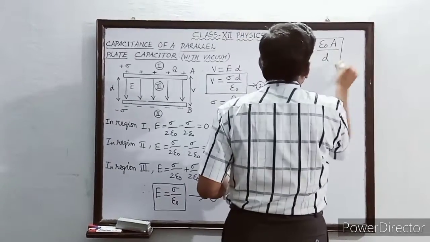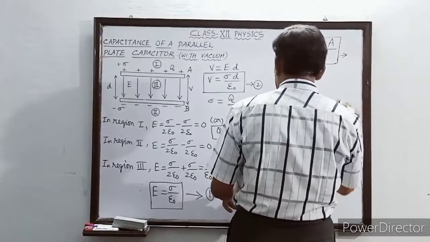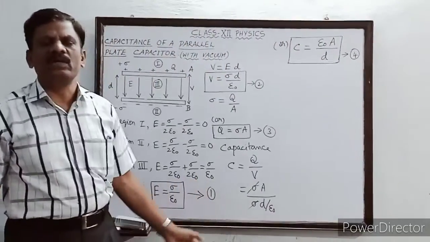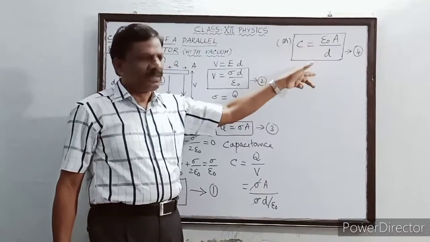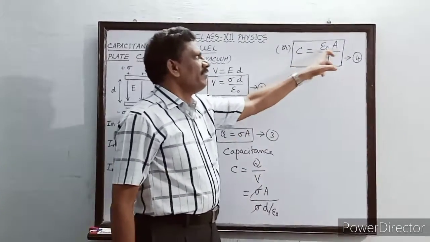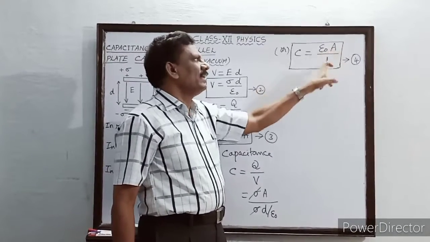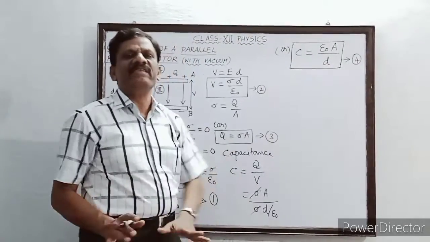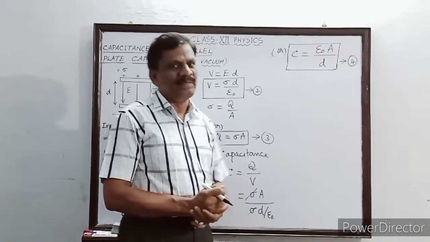So this is the final expression for the capacitance of the parallel plate capacitor, and this is equation 4. C is equal to epsilon naught A by d. Now on the right hand side, the three factors are epsilon naught, the area of the plates A, and the distance between the two plates, small d. So these are the three factors on which the capacitance of a parallel plate capacitor depends.